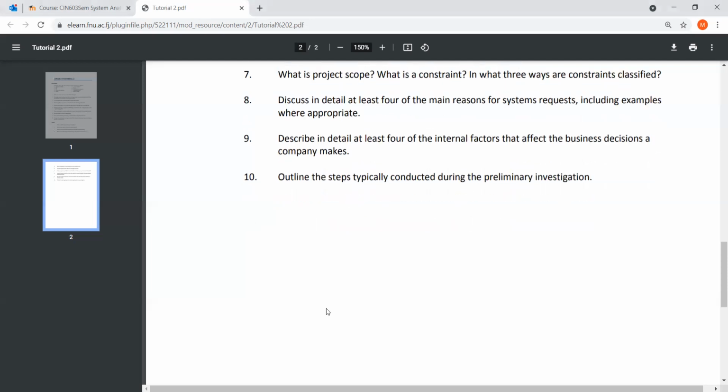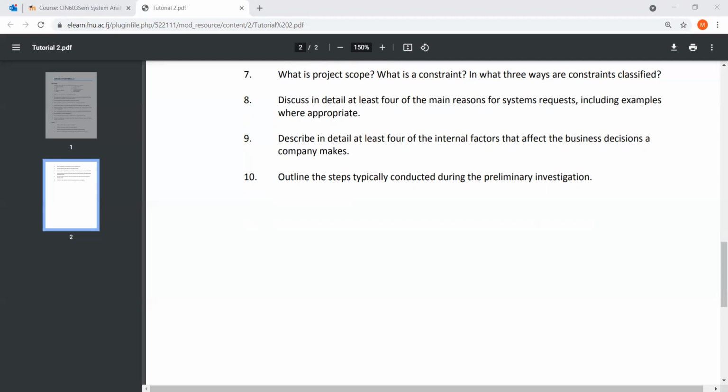Question number 9. Describe in detail at least 4 of the internal factors that affect the business decisions a company takes. So this also would be a bit lengthy answer. I'll try to keep it as simple as possible. Generally, we have a few internal factors. First one is strategic plan, dash.